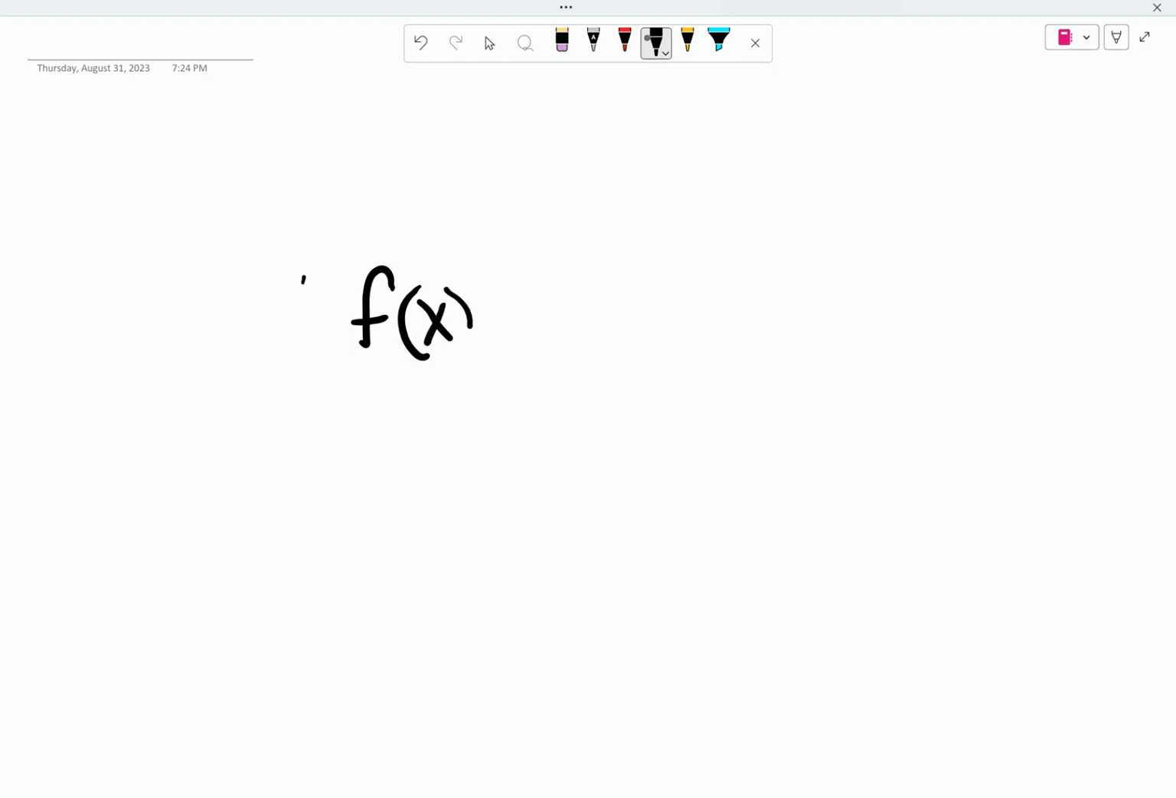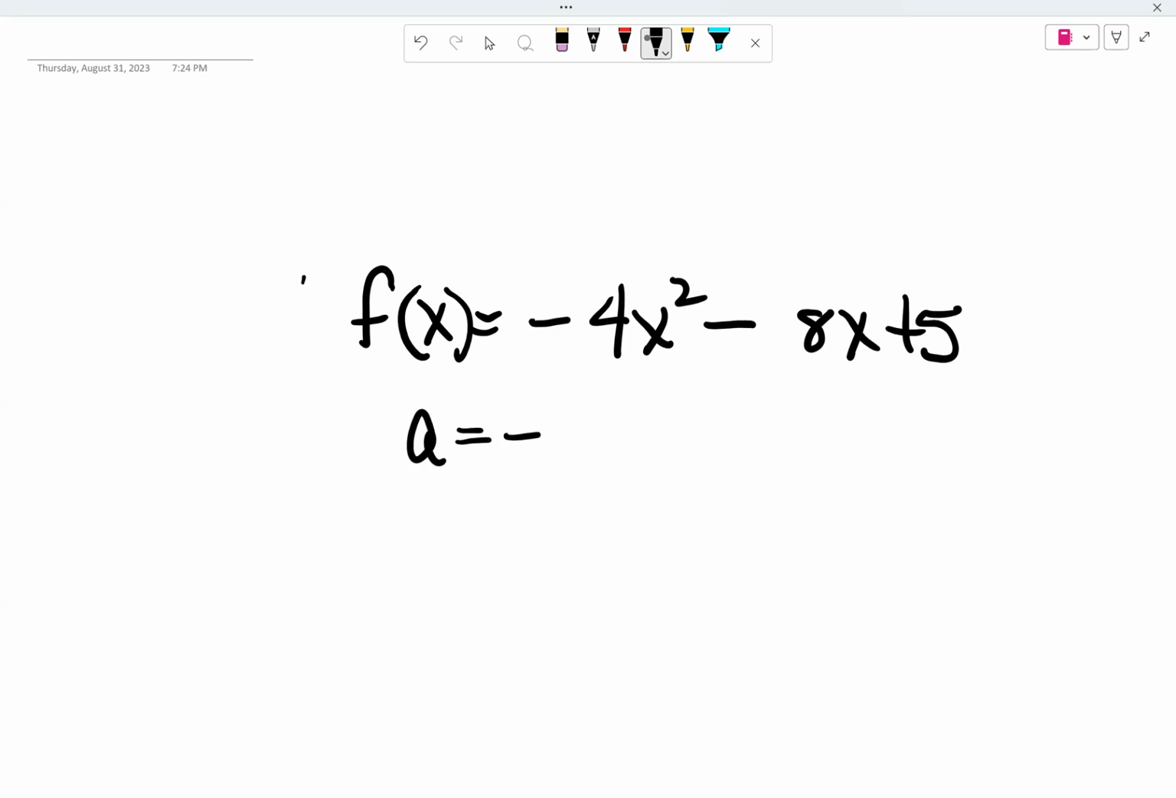where if I have f of x equal to negative 4x to the second minus 8x plus 5, let's find the vertex. Let's find a couple of points if there are any intercepts. So at this point, what I would do is we're going to start with a is equal to -4. B is equal to -8. And our C term is equal to 5.